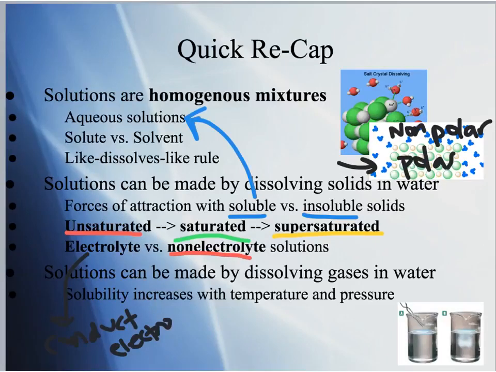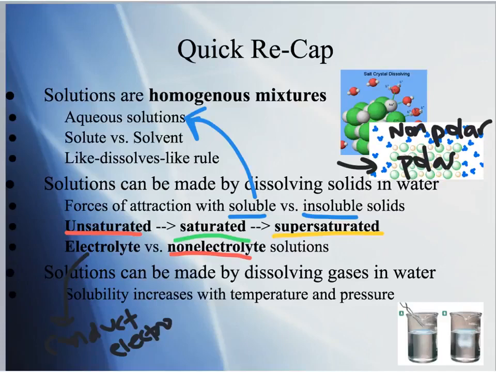Now, the second way to make a solution is to dissolve gas in water. And so you can think of good old Coke or any kind of soda can that has the carbon dioxide shoved and dissolved into the water.